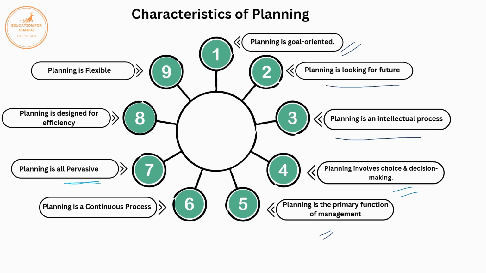Planning is designed for efficiency. What does it mean? Efficiency means making the company output better. So for that reason, whatever previous experience happened, according to that, how to overcome the difficulties, that is planning. Planning is designed for efficiency. Now the last point, whatever I told in the past, each and every point is interrelated. Planning is flexible. It's a dynamic process.